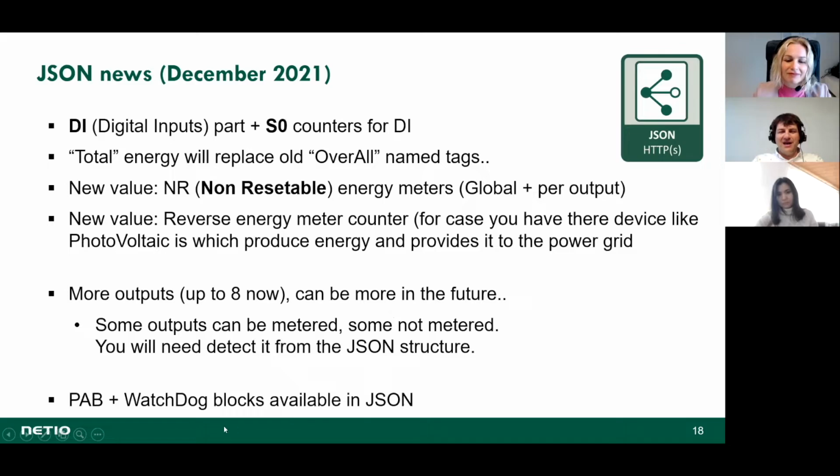As I said, there are some local conditions like the watchdog or ping, and these structures are available in JSON too.